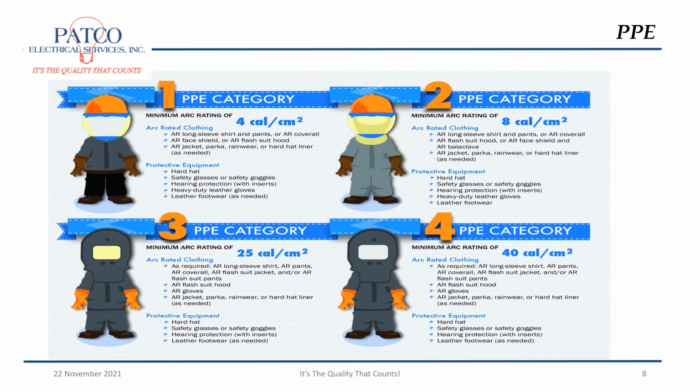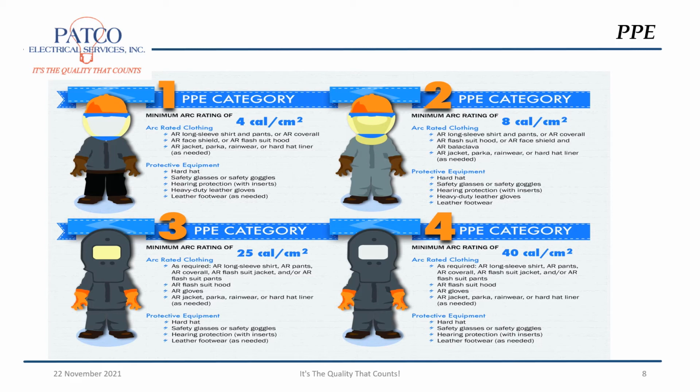For PPE, there are 4 categories. Category 1, minimum arc rating is 4 calories per centimeter squared. For arc rated clothing, you have to have a long sleeve shirt and pants or coveralls, and a face shield or flash suit hood; jacket, parka, rainwear, or hard hat liner is needed as required. For protective equipment: hard hat and safety glasses, of course, which is required on every job for PATCO, hearing protection, heavy duty leather gloves, and leather footwear.